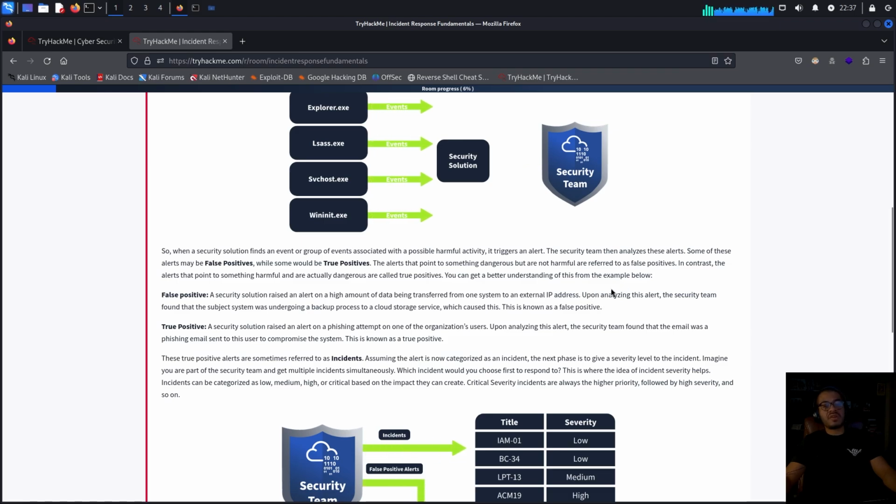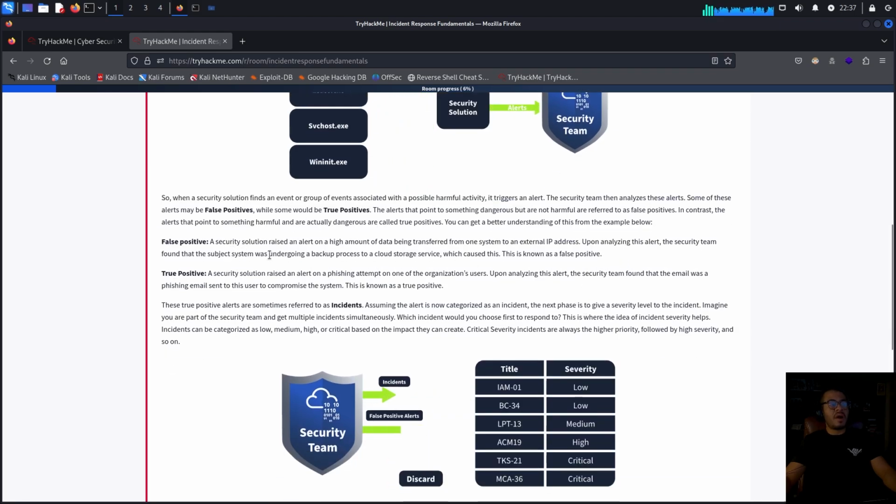You can get a better understanding of this from the example below. A false positive: a security solution raised an alert on a high amount of data being transferred from one system to an external IP address. Upon analyzing this alert, the security team found that the subject system was undergoing a backup process to a cloud storage service, which caused this. This is known as a false positive.